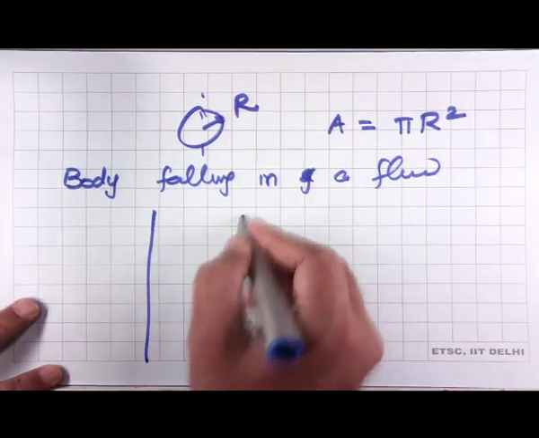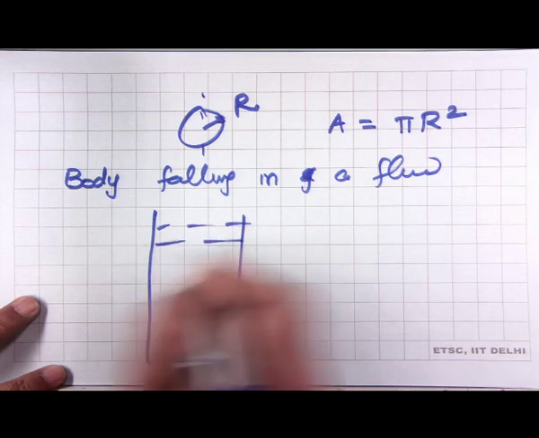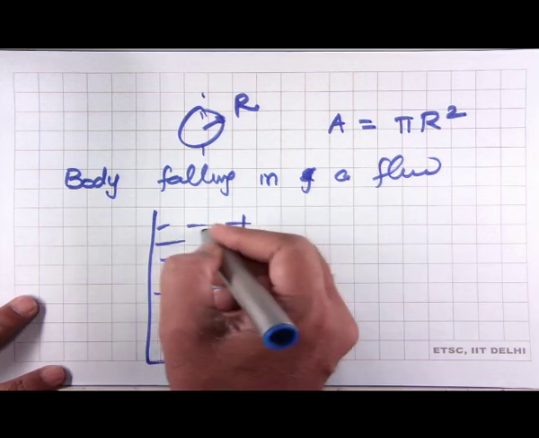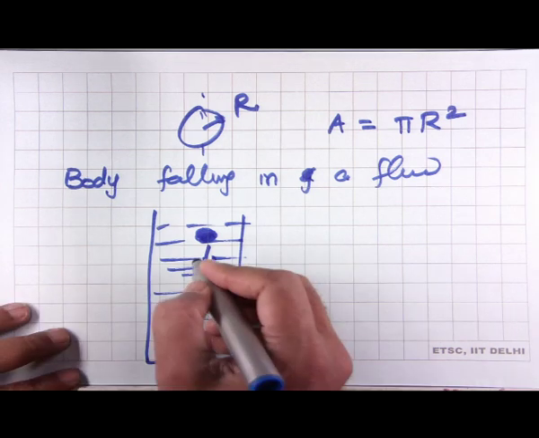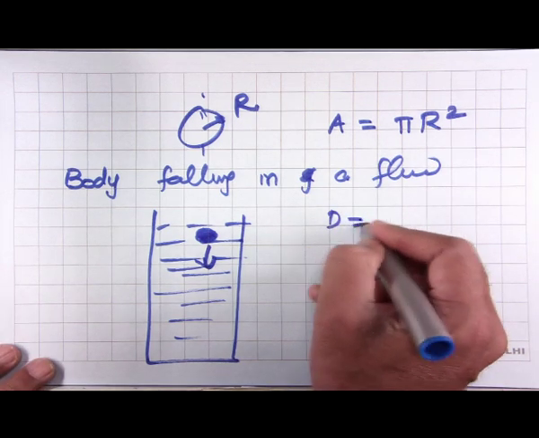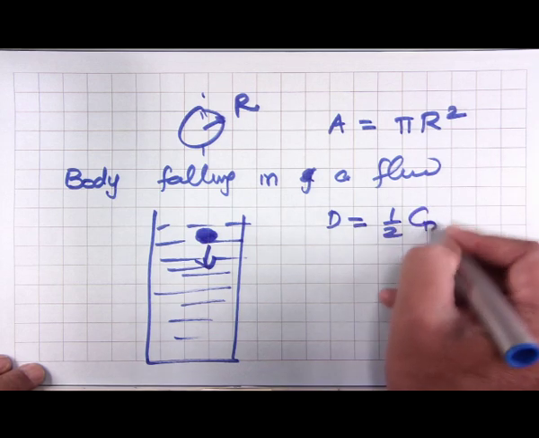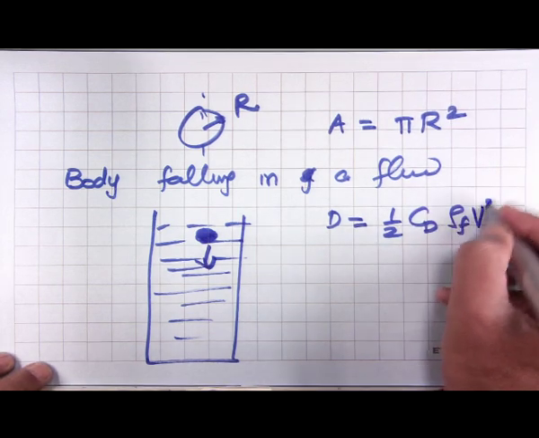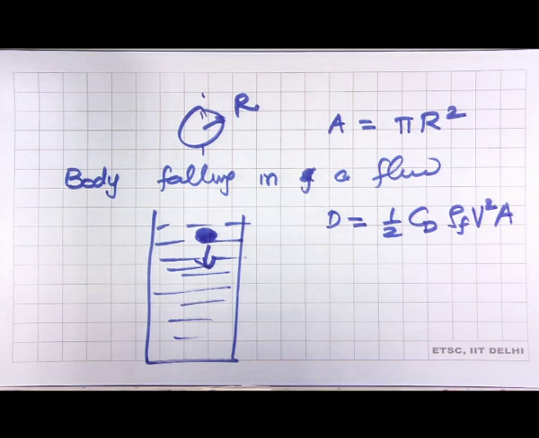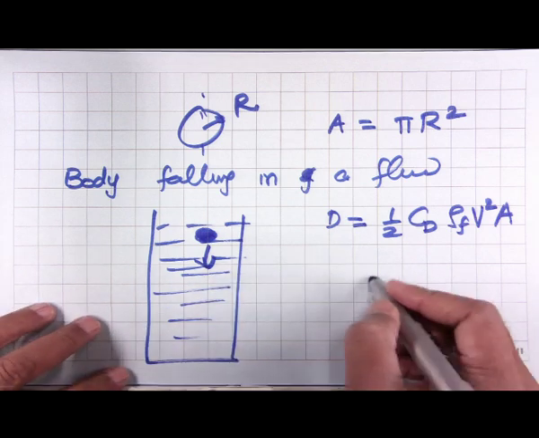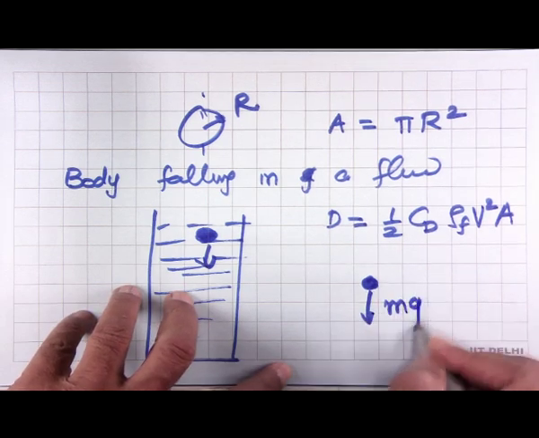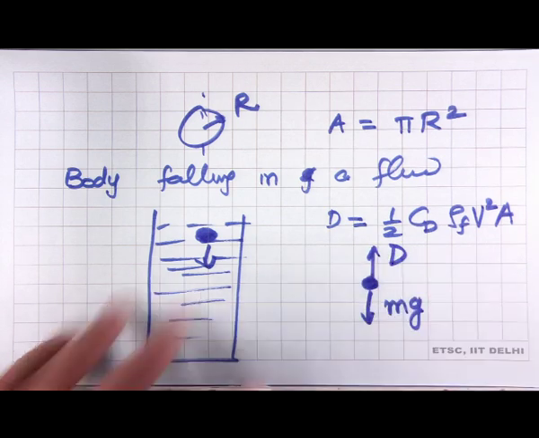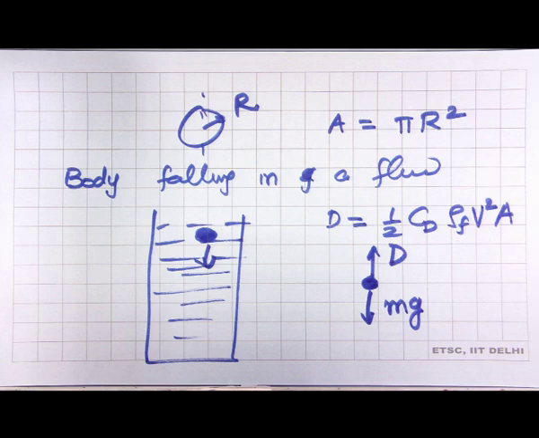So, suppose we have a body falling in a fluid. Here the drag force is equal to half into CD into rho f into V square times A. If I draw the free body diagram of the falling body, its weight is acting down and the drag force is acting upwards.